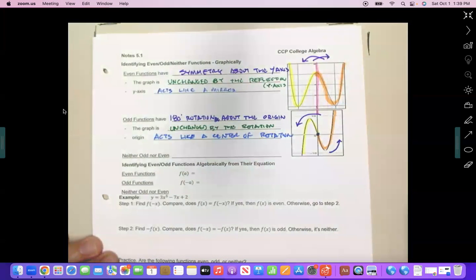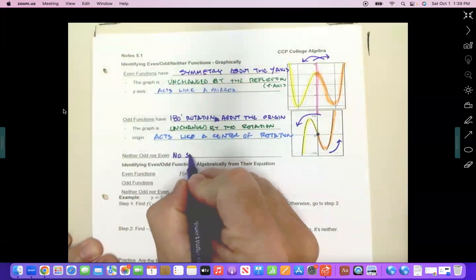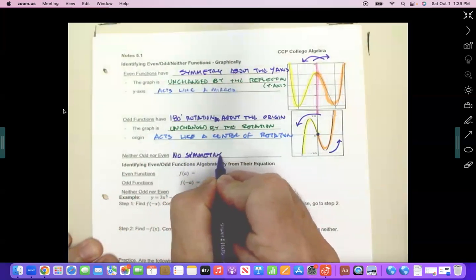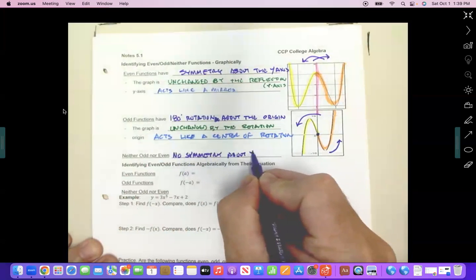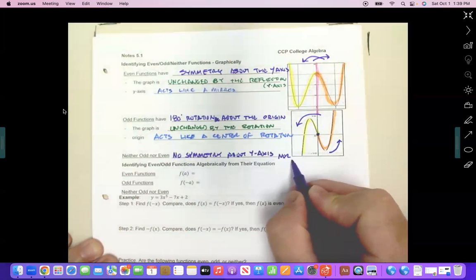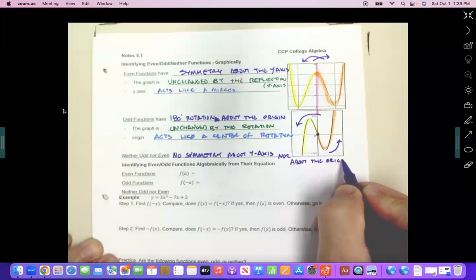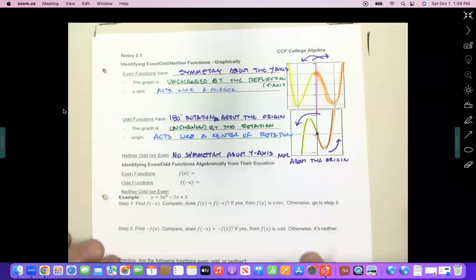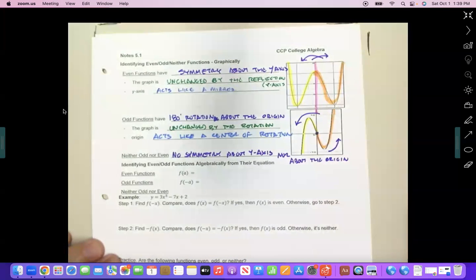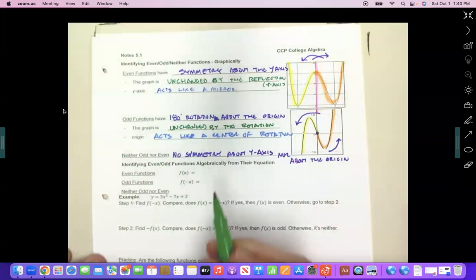And then we have functions that are neither odd nor even, and those have no symmetry about the y-axis, nor about the origin. In other words, it doesn't fit either one of the two above conditions. Okay. Now that's considering the graphs when we look at them. Let's look at the functions algebraically and determine what makes something odd or what makes something even.